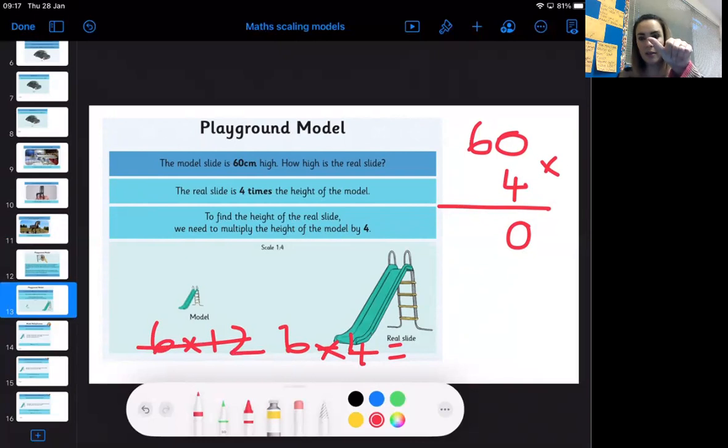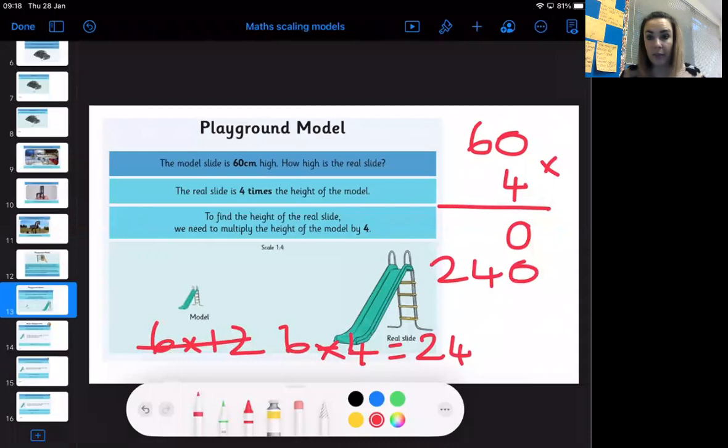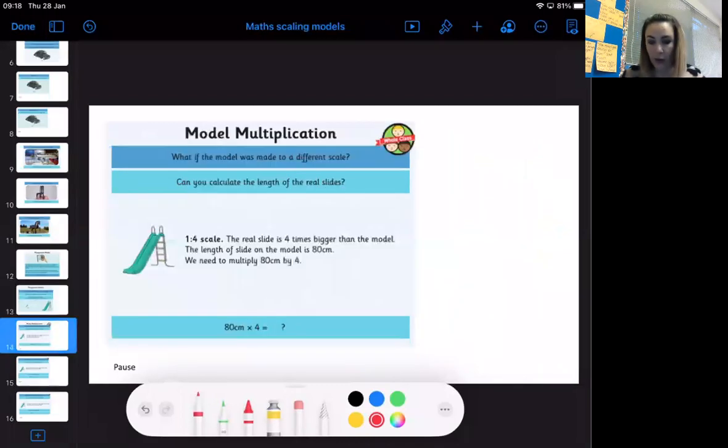So we've got 6, 12, 18, 24. You know that 6 times 4 is 24. So I know, therefore, that 60 times 4 is 240. So that is the height of the real slide.